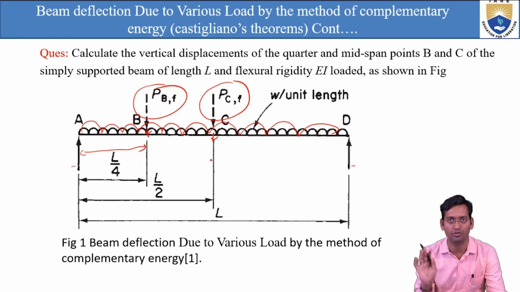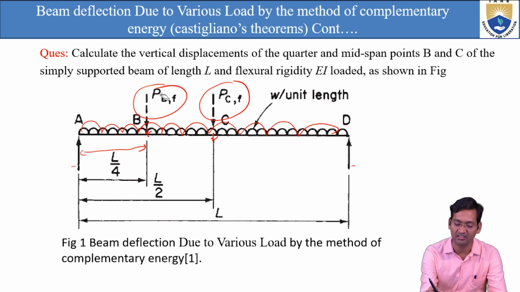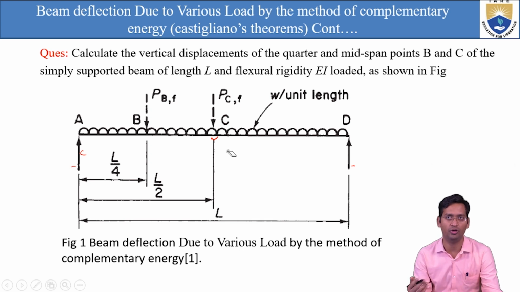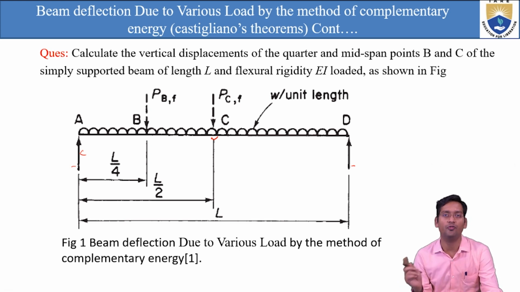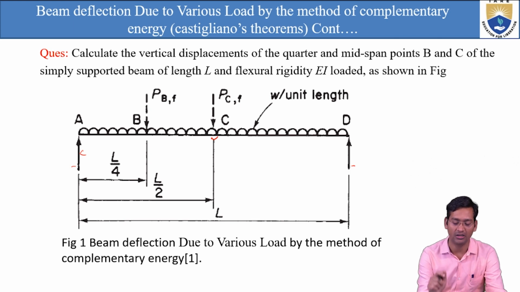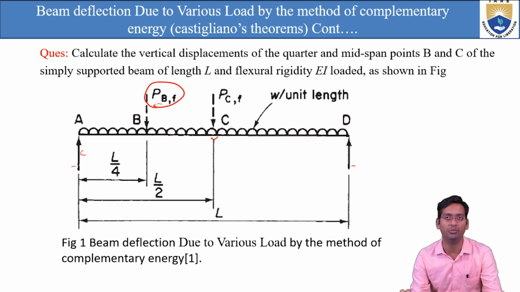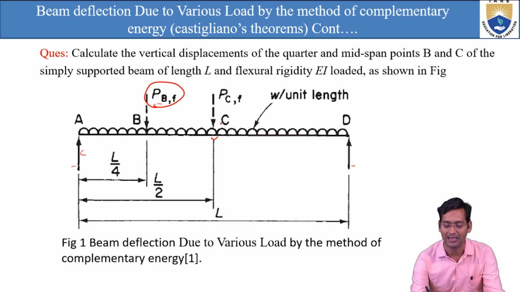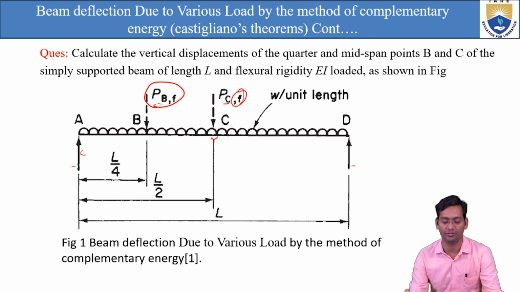And these two simple supports are there. But where we have to find the deflection is at B and at C. At B and C there is no direct load, because only the UDL is there. So for finding deflection, what will we do? We will add a fictitious force. That's why at point B, PBF is the fictitious force at point B. Similarly, PCF is the fictitious force at point C. It's just notation: P at point C, so PC, and F stands for fictitious.